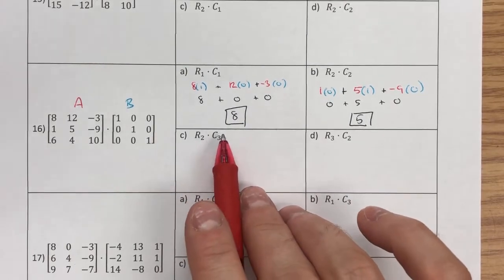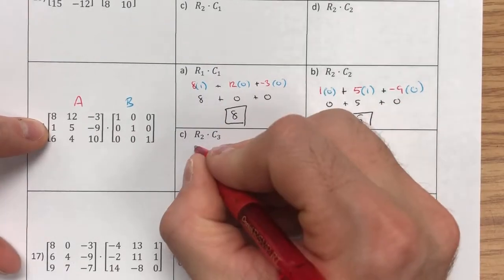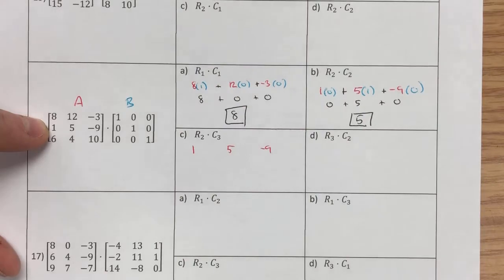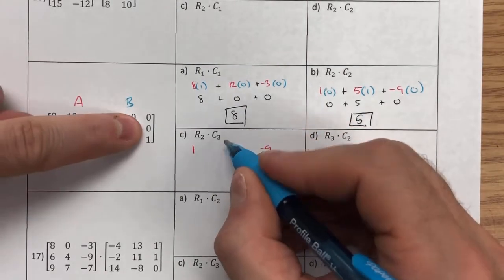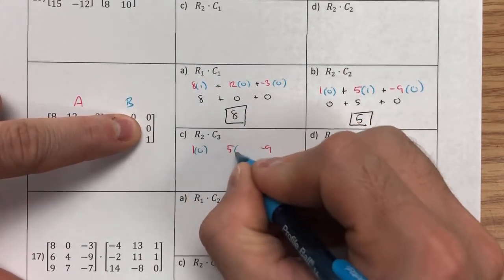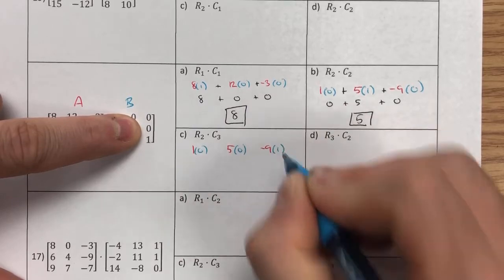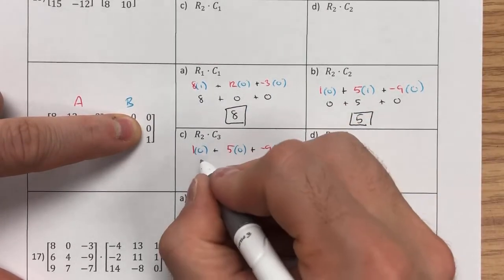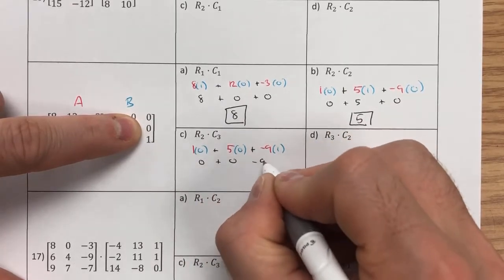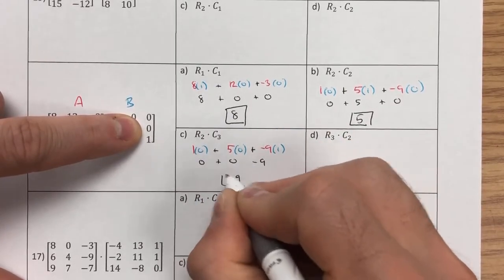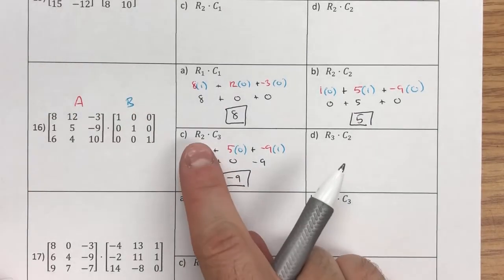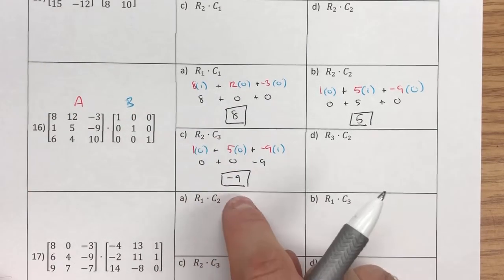I have row 2 in column 3, so I'm going to take row 2, which is going to be a 1, a 5, and a negative 9, multiply those times column 3, which is times 0, times 0, times 1, and I'm going to add them together. So 0 plus 0 minus 9, which results in a negative 9. So the dot product of row 2, column 3 is negative 9.